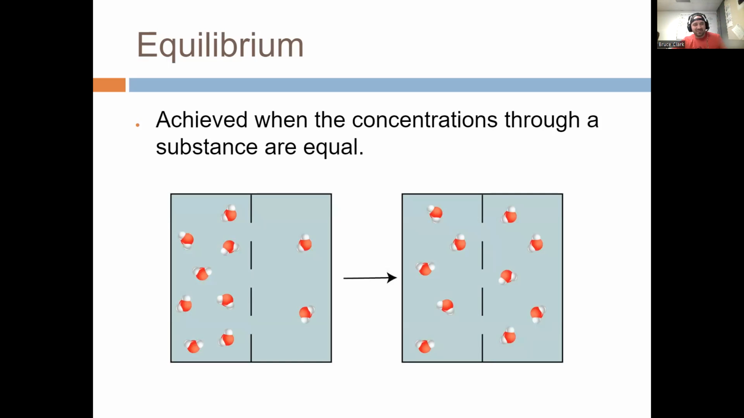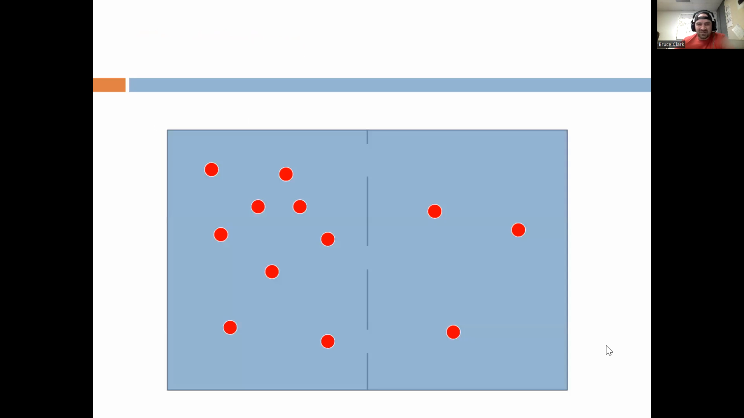Or maybe you're making Kool-Aid and you have a pitcher of water and you pour in the Kool-Aid packet, and those Kool-Aid molecules are going to spread out until they reach that equilibrium, or that homogeneous state. All right, so diffusion and equilibrium today.